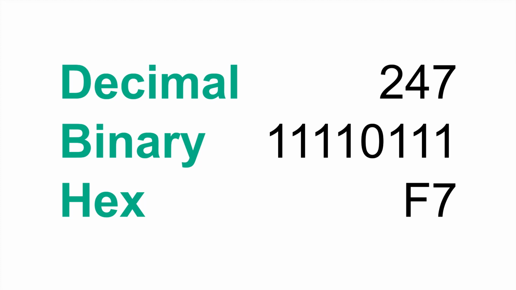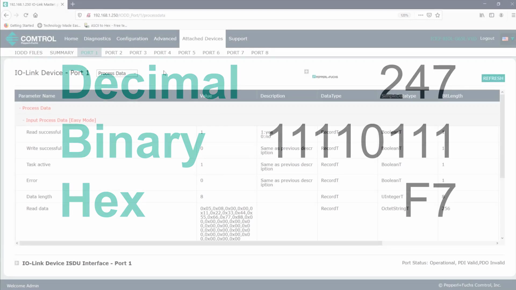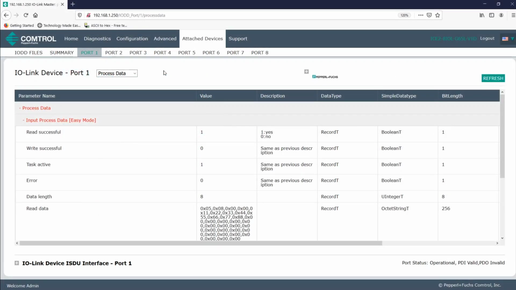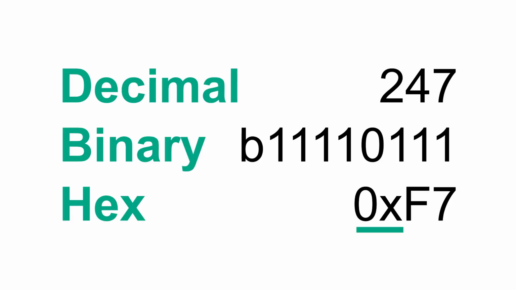So again, I want to prove to you that 05 in hex is actually telling me that a read was successful and that a task is active. Well, I'm getting there. Just a couple more things to explain though first. So on the process data screen, here you see 05 in hex represented as 0x05. The 0x is just a prefix that identifies a number as hex. This would be the same as if you saw a B before a binary number. On the screen, you see how this would look on the number 247.